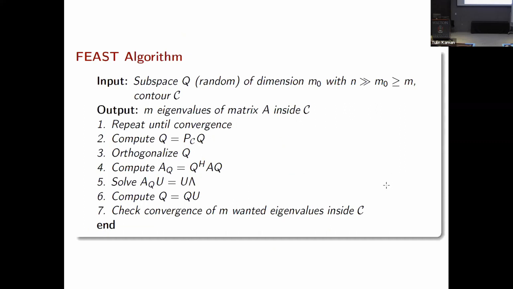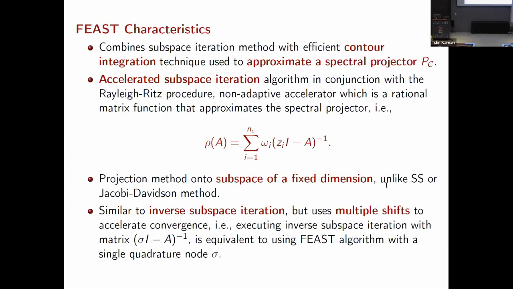Of course, we don't have this spectral projector here exactly. And that's where the rho of A comes in. So we have an approximation of the spectral projector determined using the quadrature rule that we picked for approximating the contour integral. So what is actually FEAST? You can think of it as combining the subspace iteration method with a filter, or a contour integration technique, which is approximating the spectral projector. So you can call it accelerated subspace iteration, where the acceleration comes from applying this rational matrix function, because that's actually what it is. It's a rational filter in a sense.